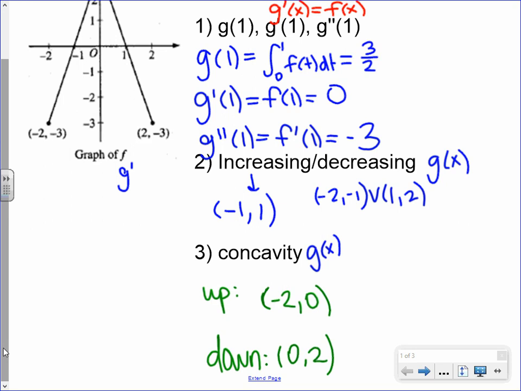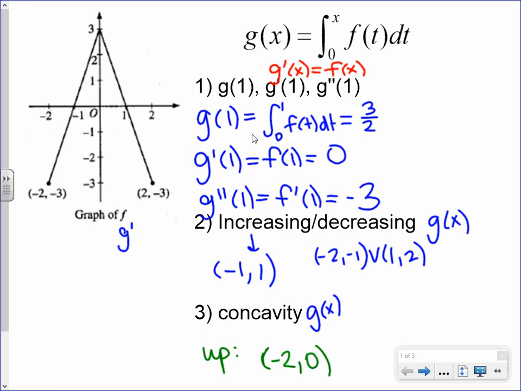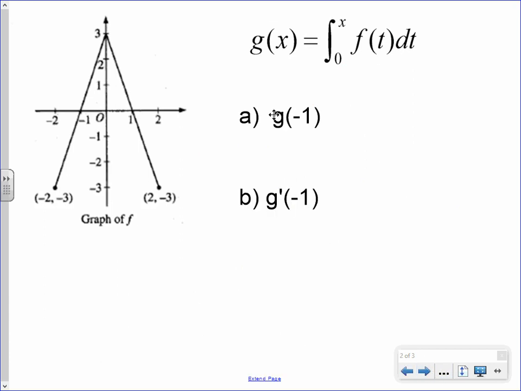Okay. All right. Now, that wasn't too different from what we did first semester, in Units 2 and 3. We just needed a reminder. Up here, we plugged in 1 to the function. We took the derivative, plugged in 1, took the second derivative, plugged in 1. How about if we have g of negative 1 and g prime of negative 1? How is that going to be any different?